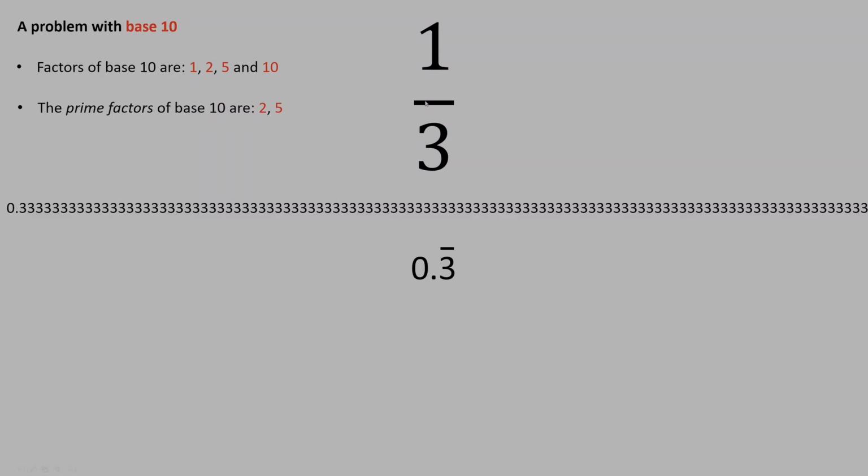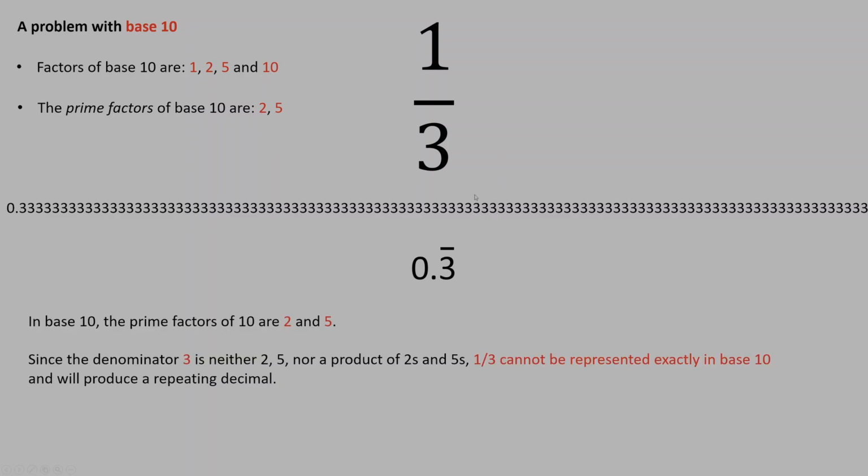And because this denominator is not a prime factor of 10, then we're going to end up with these representation errors. So since the denominator is 3, which is not a 2 or a 5 or a product of 2s and 5s, we can't represent it exactly. So this is as close as we can get.